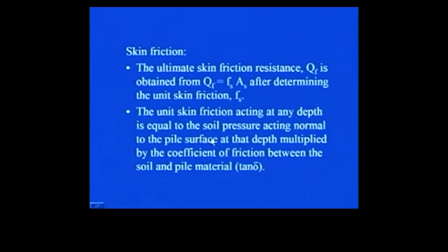So, whatever is the pressure which is acting normal to that particular surface, if you simply multiply that pressure by this coefficient of friction between soil and the pile material, that is, let us say, tan delta. If delta is the angle of friction between the soil and pile material, then this coefficient of friction will be equal to tan delta. So, you simply multiply this by the soil pressure which is acting normal to the pile surface at that particular depth, and you will get this unit skin friction.